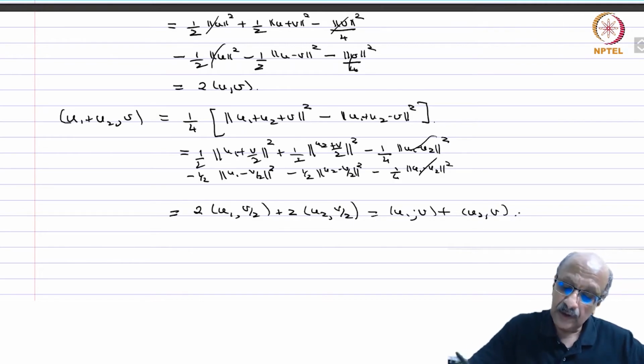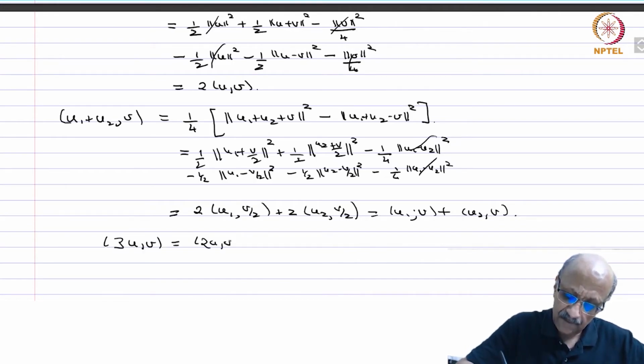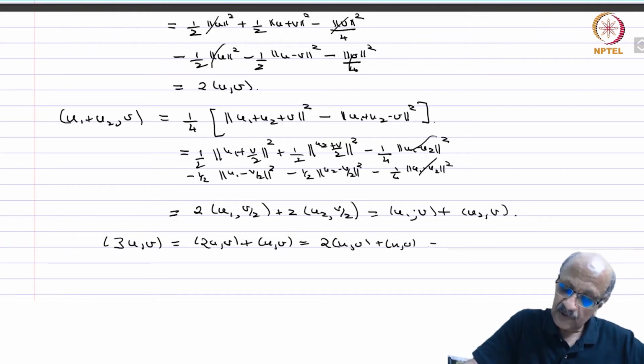Now we have to show that (alpha u, v) is alpha times (u,v). That is what we have to show. We have shown it for 2. Now if you have (3u,v), for instance, this is equal to (2u,v) plus (u,v), which is 2 times (u,v) plus (u,v), which is 3 times (u,v).